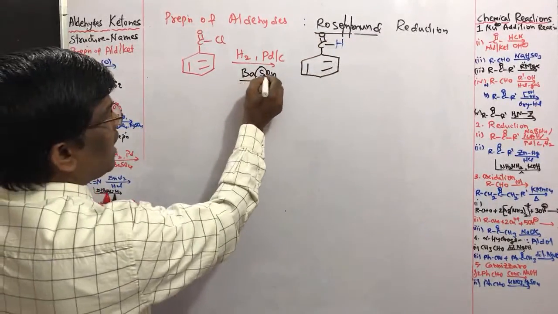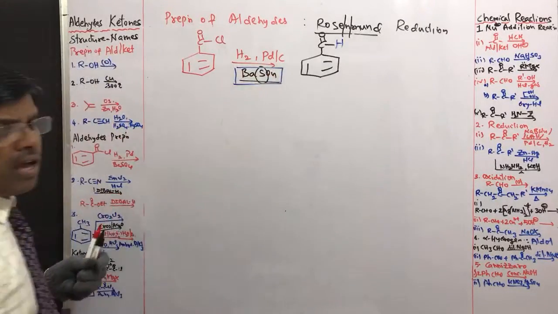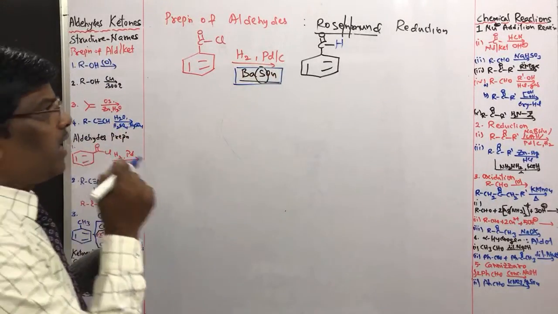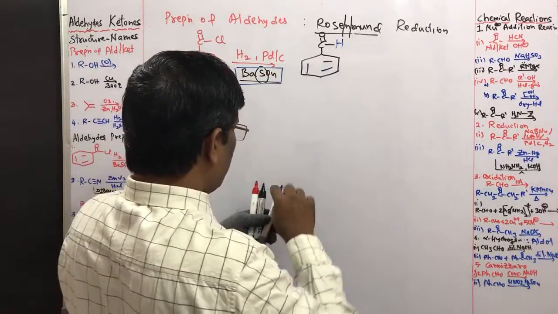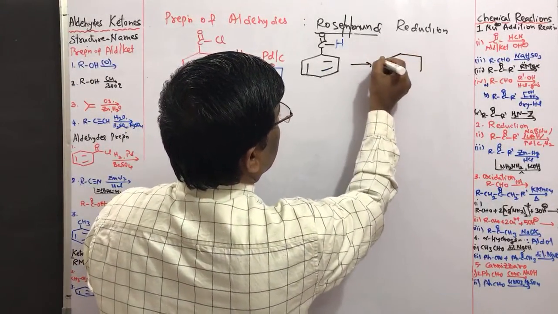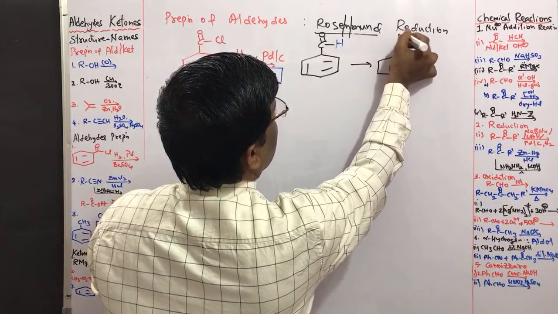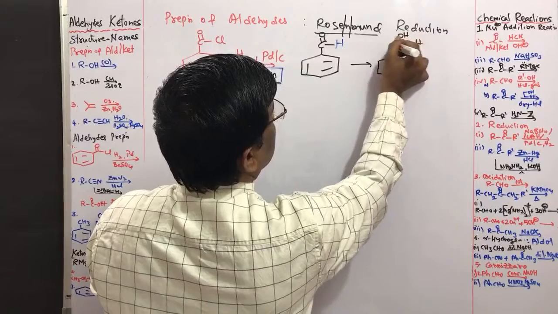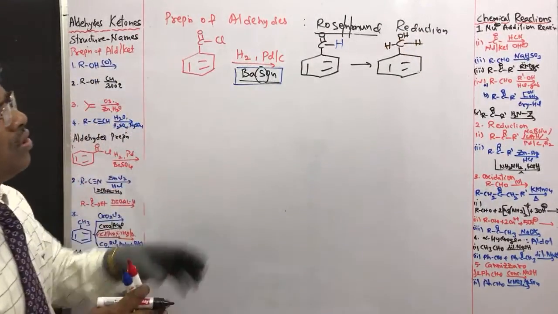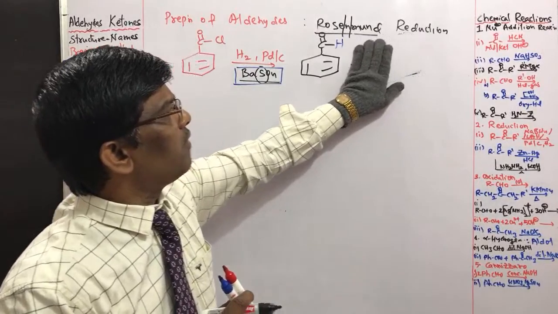If I do not add this barium sulfate, very important students, it is going to undergo further reduction to alcohol. Yes, so Rosenmund reduction is the use of barium sulfate.